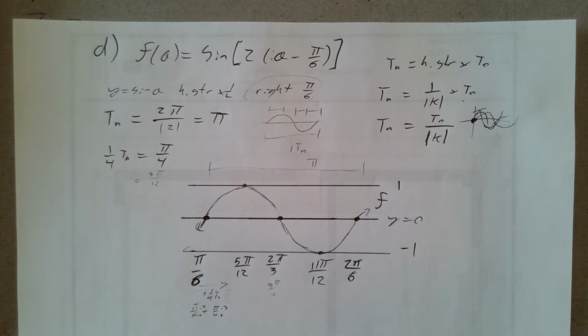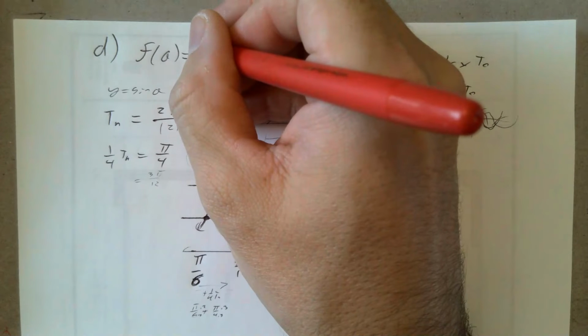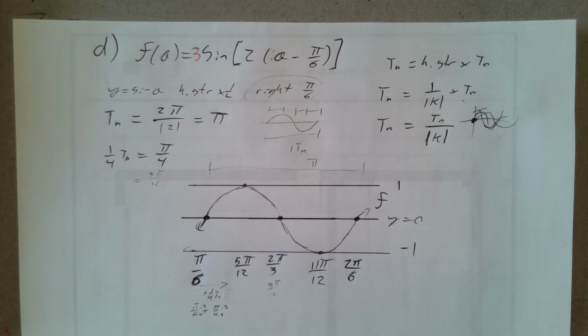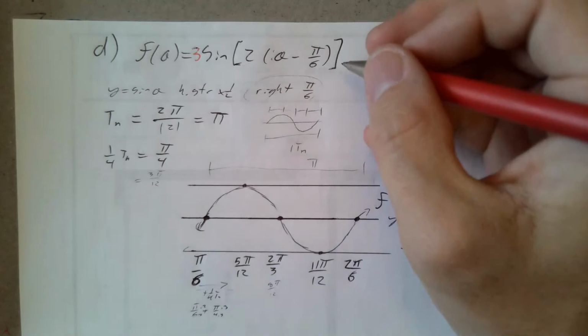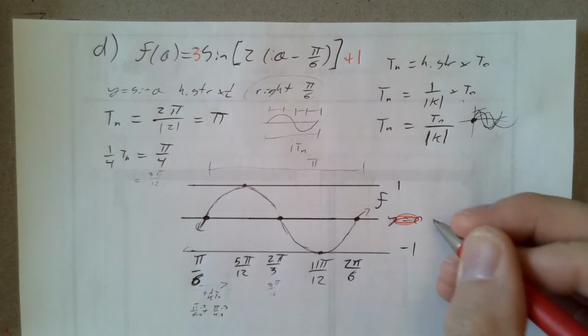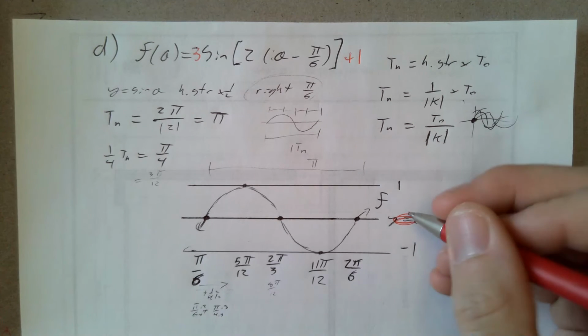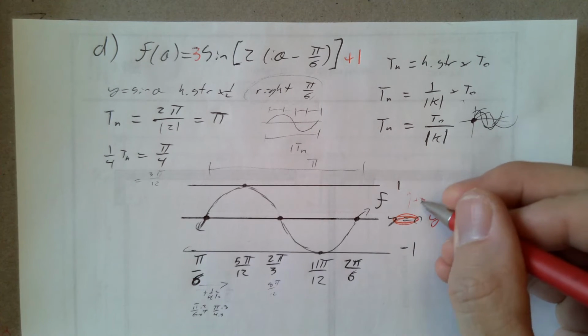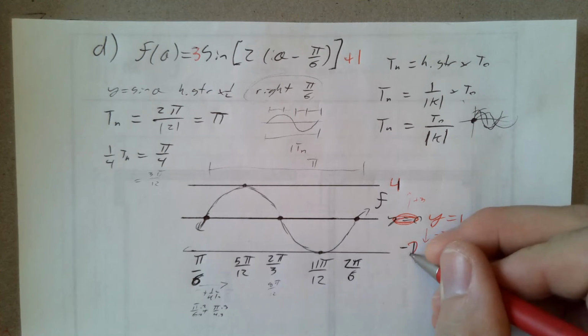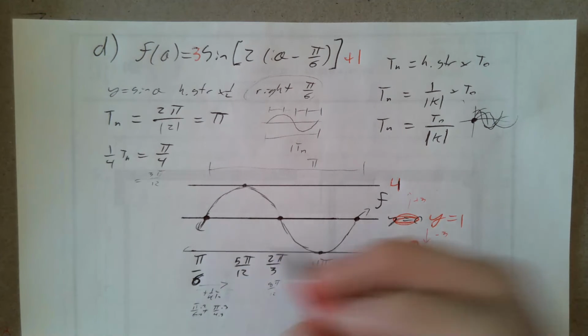Here, let's change the question a little bit. What if this was 3 sine of 2 times theta minus pi by 6, plus 1? Well, all I would do is change my axis of the curve to y equals 1, change my amplitude to 3, change my maximum to 4, change my minimum to -2, and we're set.